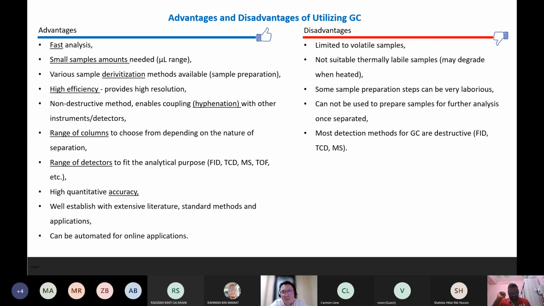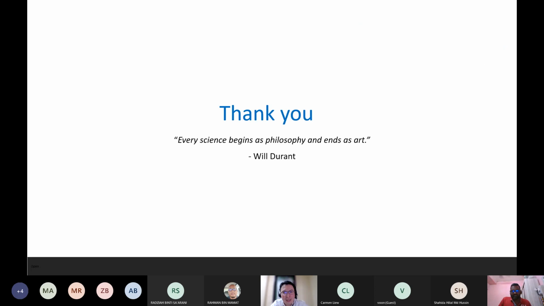With that, can I have the final slide, which is the thank you slide? Before I take my leave, I would like to finish with this quote from Will Durant: "Every science begins as a philosophy and ends as an art." So does the science of chromatography.